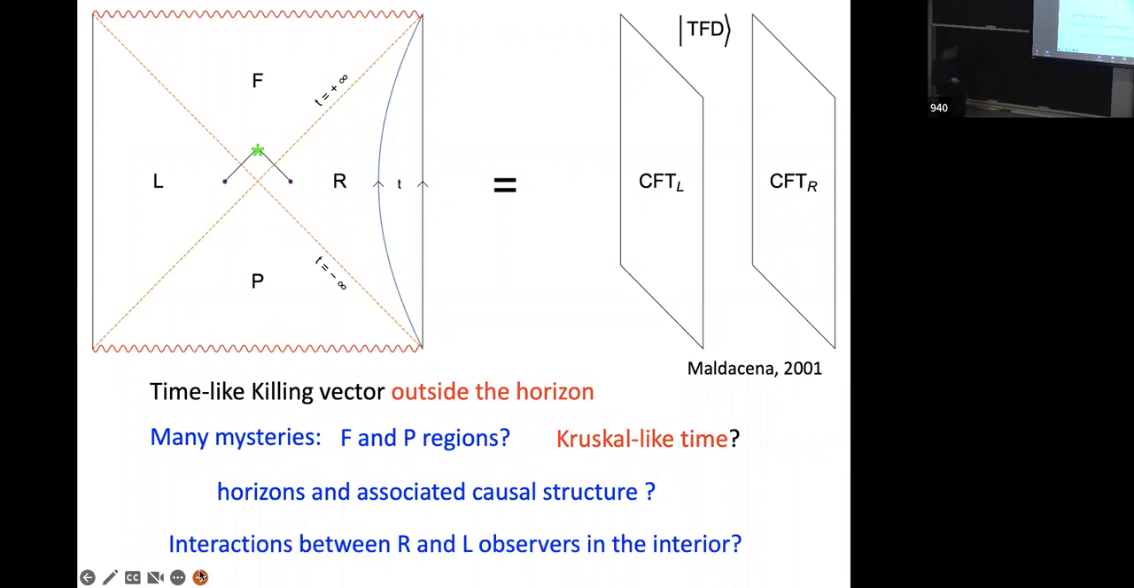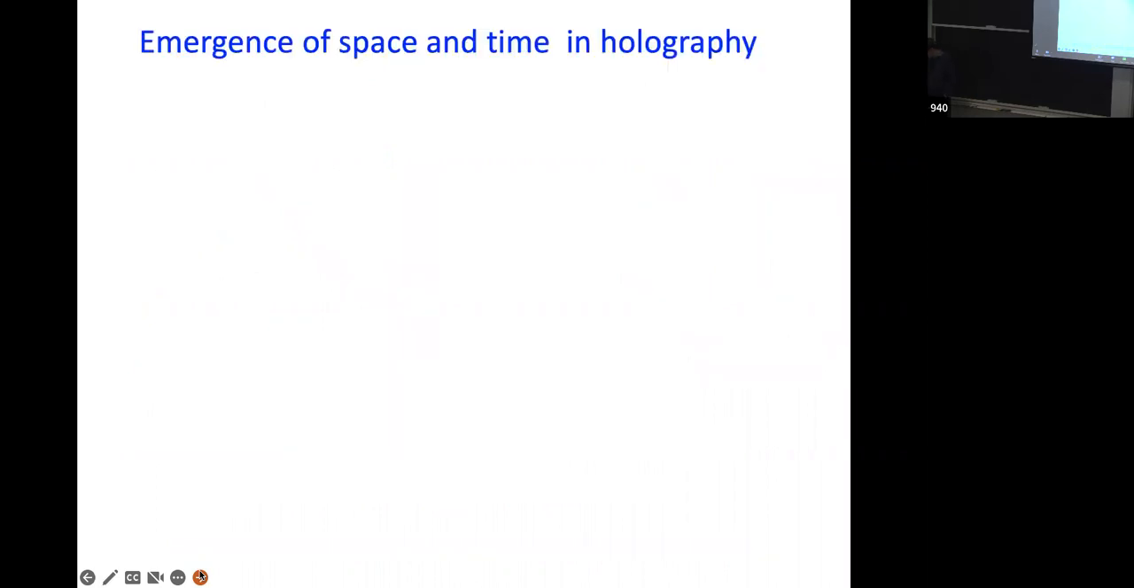Also, in principle, even though there's no interaction between the right and left CFTs, you can send objects falling behind the horizon so that they can actually impact the future region. So how do we understand this kind of thing? This is just one of the simplest examples of the emergence of causal structure and different notions of time.